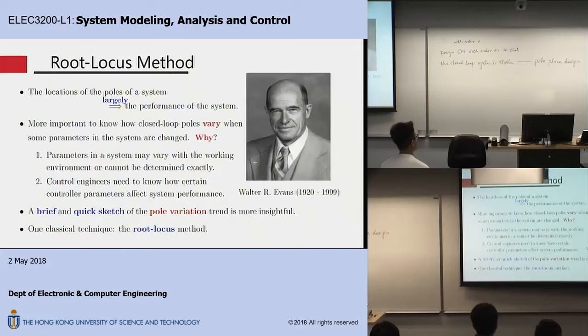Okay. Then of course, if you look at the closed loop system, right? You have a plant, you have a controller, and then you have a lot of parameters, a lot of those coefficients. So you change those coefficients, you will change the closed loop poles.